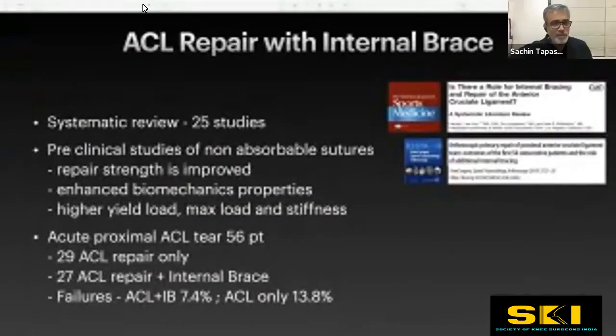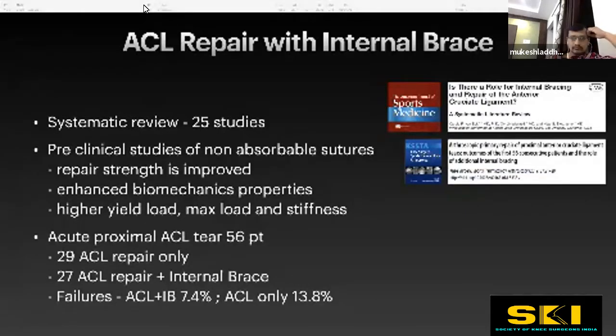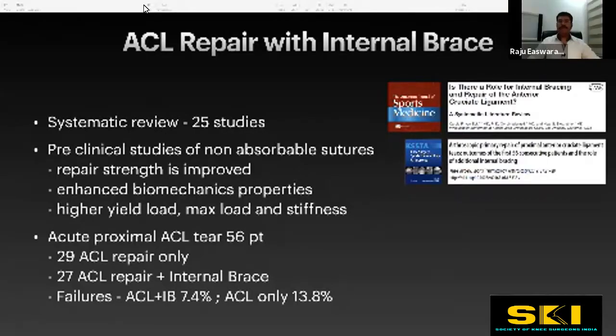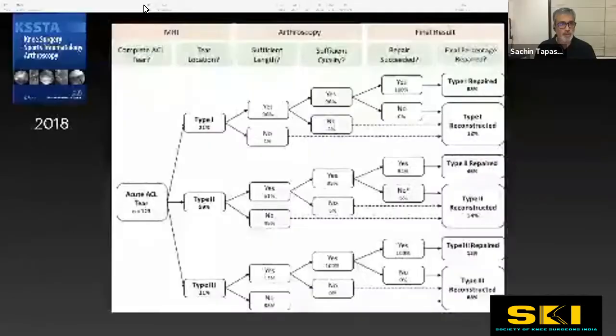Anyways, the systematic review of 25 studies does show that if you have an internal brace put on, then the repair strength is improved. Of course, these are preclinical studies. Also, another comparative study from the HSS group shows that if you add an internal brace along with an ACL repair, then your repair is less likely to fail.